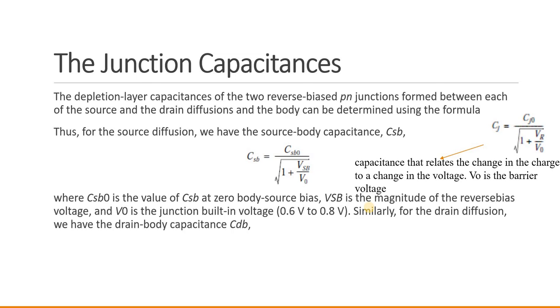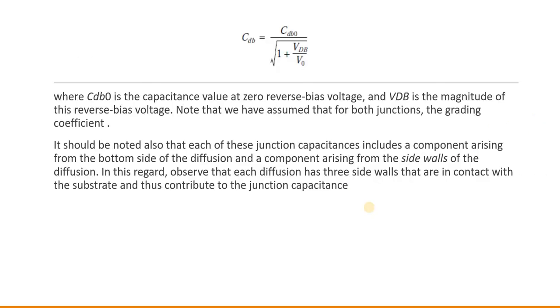And next is the CDB, which is nothing but CDB naught divided by root of 1 plus VDB divided by V naught, where VDB is the magnitude of the reverse bias voltage and V naught is the barrier voltage, that is 0.6 volt to 0.8 volt range, typical range. And CDB naught is nothing but the capacitance value at 0 reverse bias voltage. Okay, so that completes the internal capacitance.